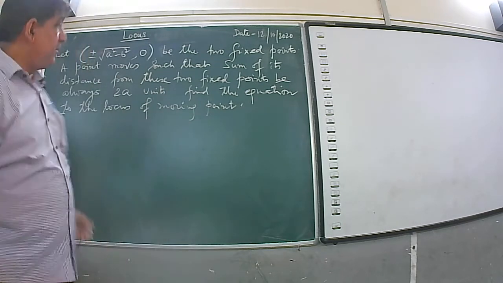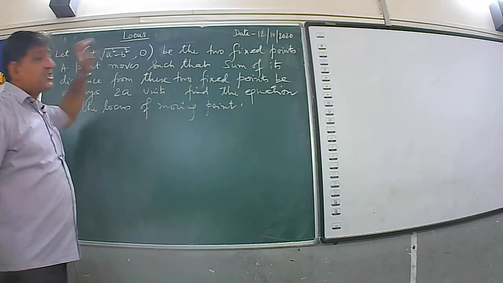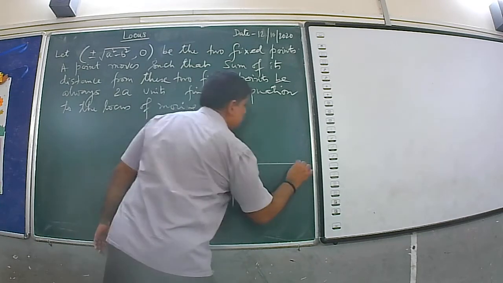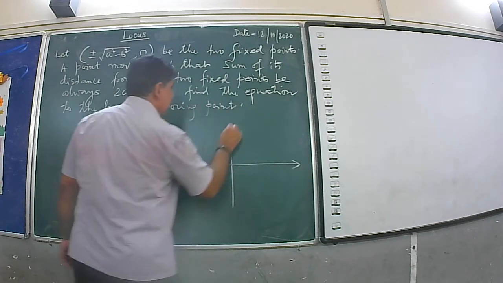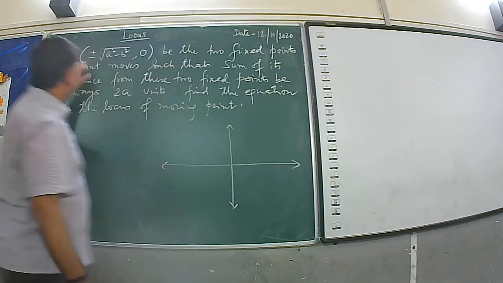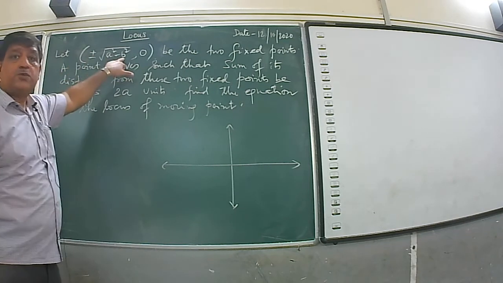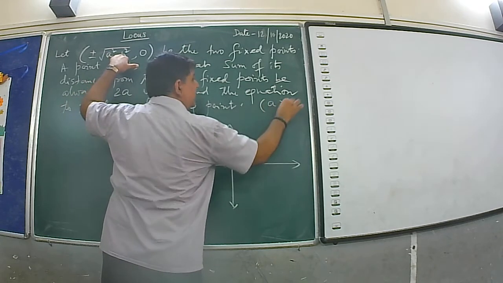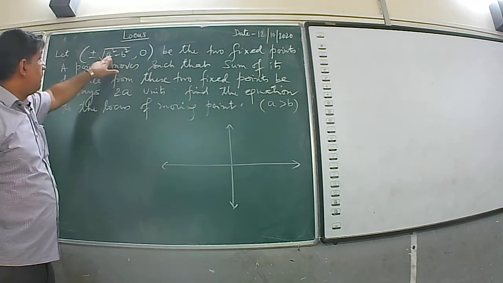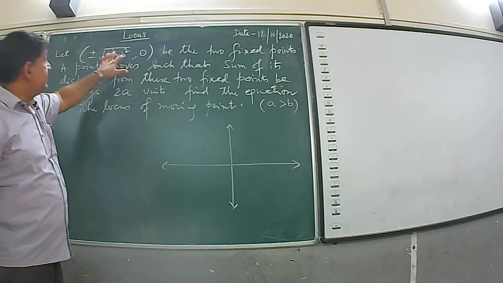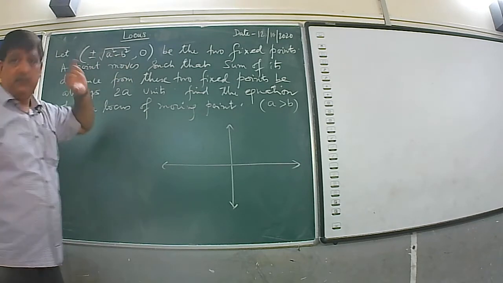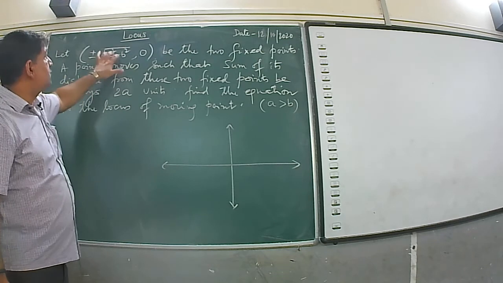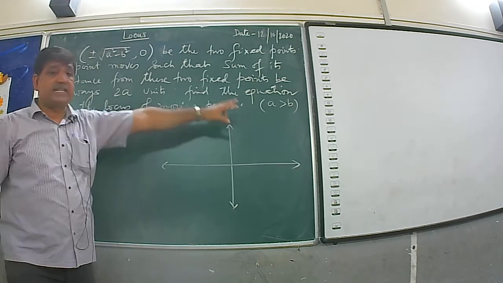Now what does this problem stand for? We have two fixed points. If you draw two axes, you will find that we have the first point as plus root a square minus b square comma 0. Here it is mentioned that a is greater than b. Remember it always. Otherwise, if a becomes smaller than b, then this number becomes imaginary. It becomes a complex number. So that's why we are not discussing the case where a is less than b. a is always greater than b.